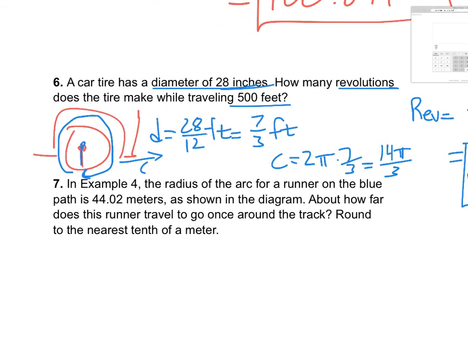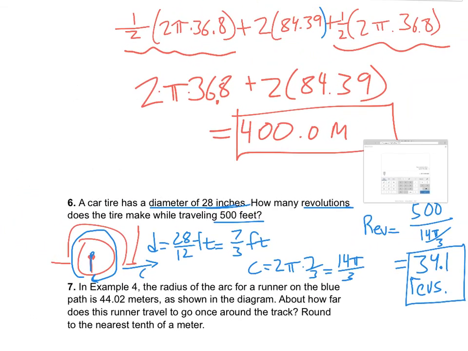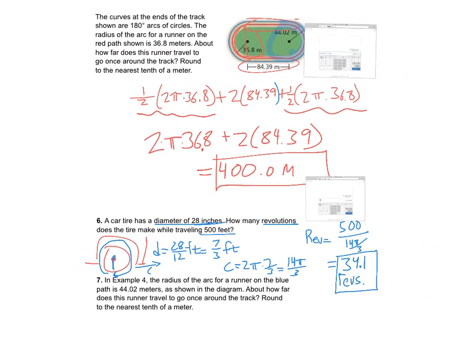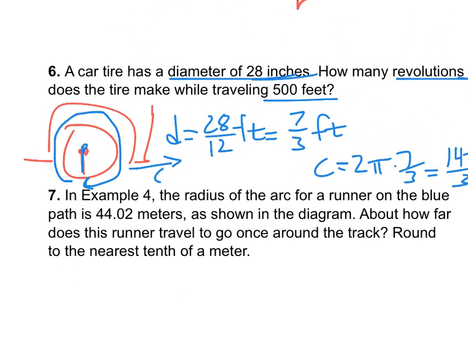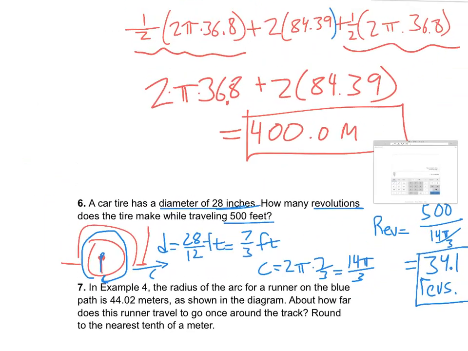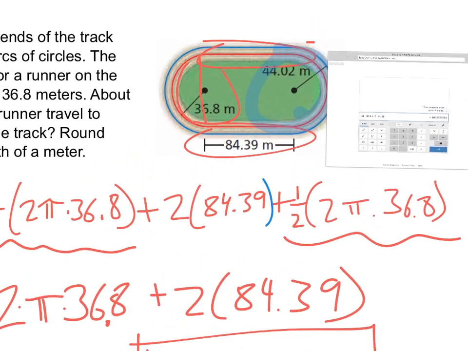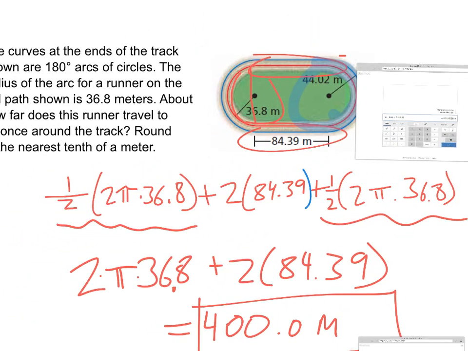Here's a problem you might want to pause the video and try, just to make sure you're understanding. What about the runner that's going around the 44.02 track? How far does that runner have to go, rounded to the nearest tenth of a meter? You might try it there and pause it. See what you get for the 44.02.